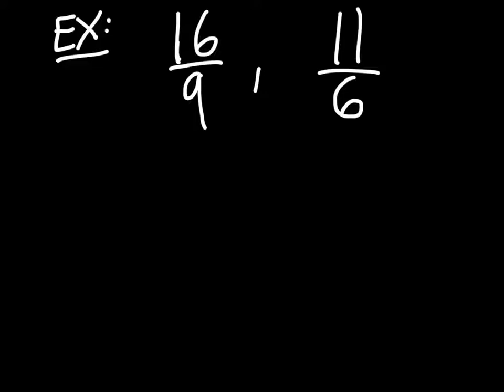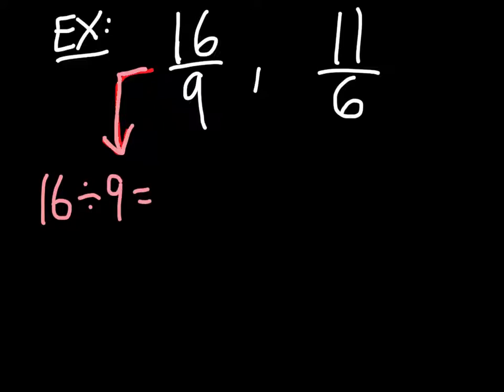All right, what I would do is I would take this fraction, and I would put it into the calculator. 16 divided by 9. What does that give you on the calculator? It's not 1.77, it's 1.78. It's 1.7 repeating.